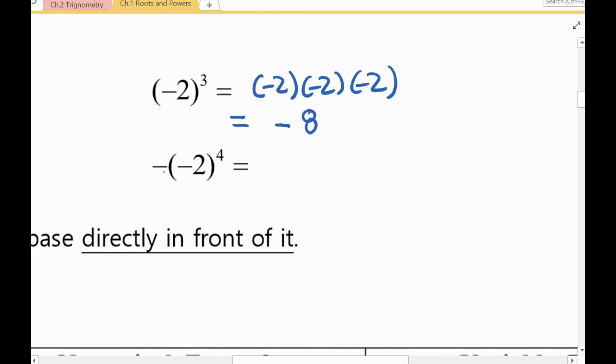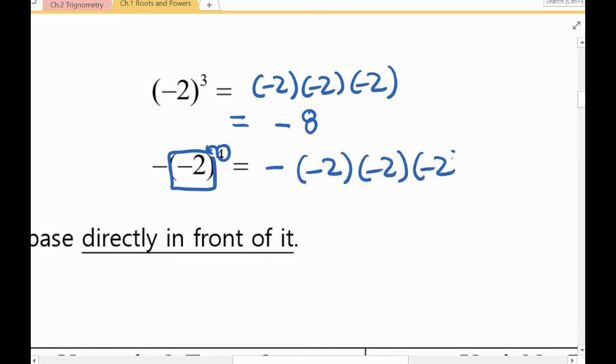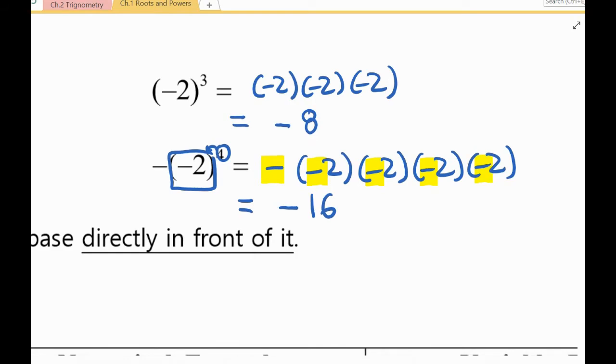Here, you have a negative sign, and you repeat multiplying the bracket because the bracket is directly in front of the exponent. So you repeat multiplying the bracket 4 times. And that becomes -16 because you have how many negative signs? 1, 2, 3, 4, 5 negative signs. And that is an odd number, so that is -16.